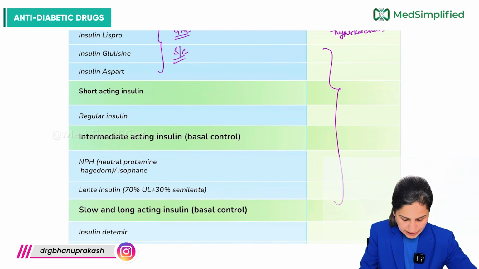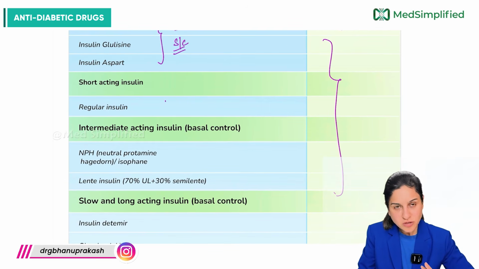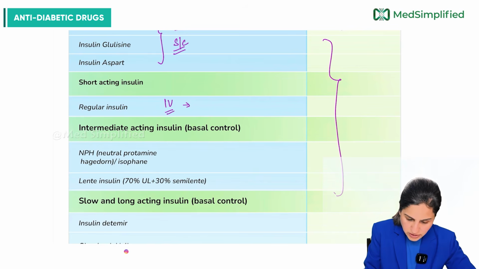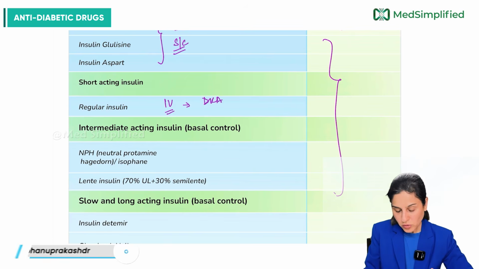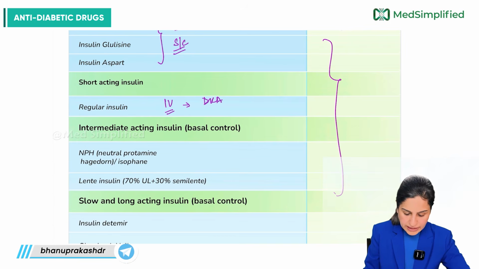Then we have short-acting insulin, regular insulin. It needs to be given an hour before the meals. Remember, this is the only insulin which can be given by IV route for diabetic ketoacidosis. Otherwise, most others are only suitable for the subcutaneous route. Then we have the intermediate acting insulin.